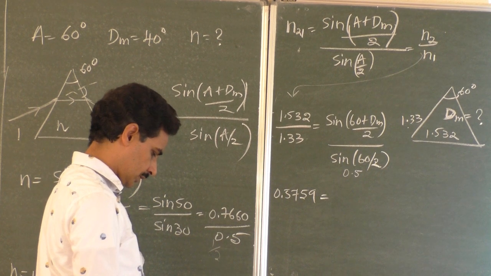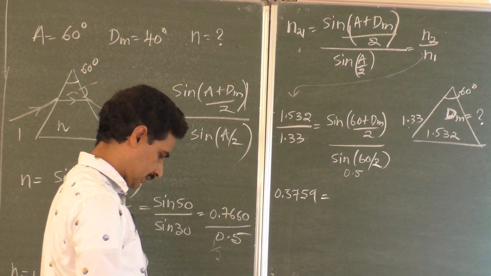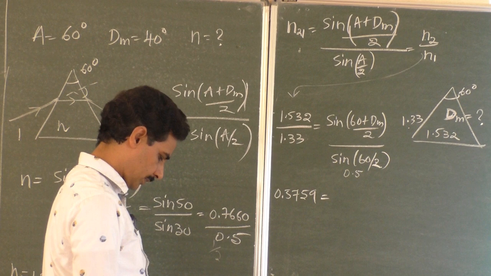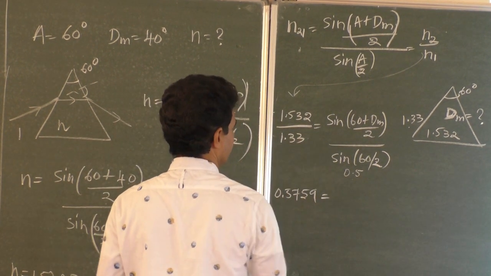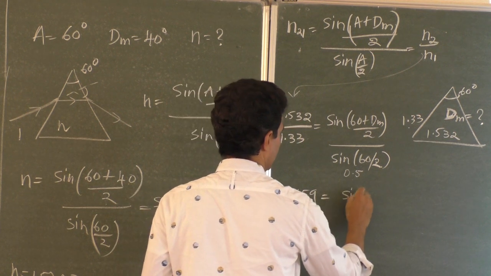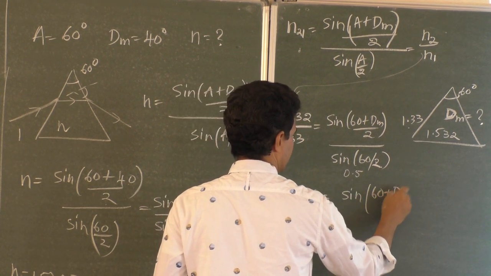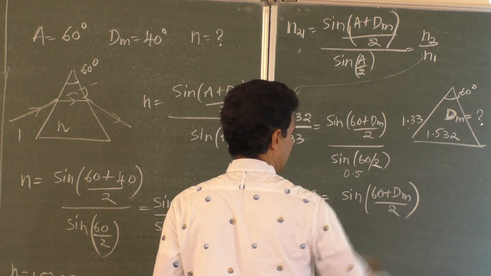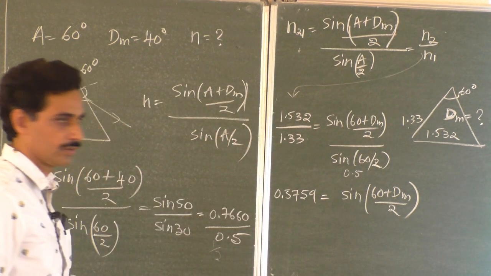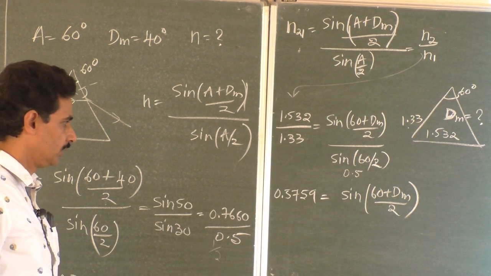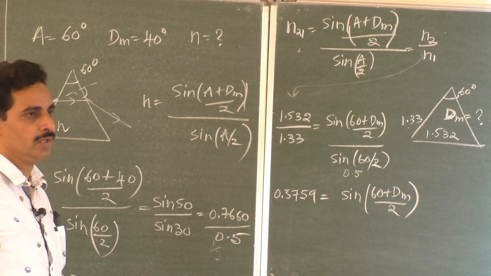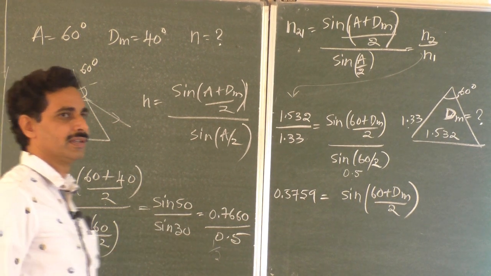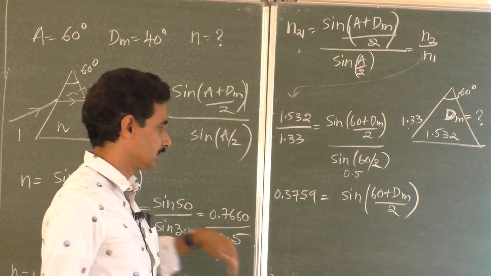1.532 divided by 1.33 into 0.5. Yes, 0.5759. This one is equal to sine of (60 plus dm)/2. Okay? You take your logbook and calculator. Do along with this video, otherwise it's of no use. If you just look at the calculation, what do I do, then I will get the experience, not yourself. You have to do it yourself.